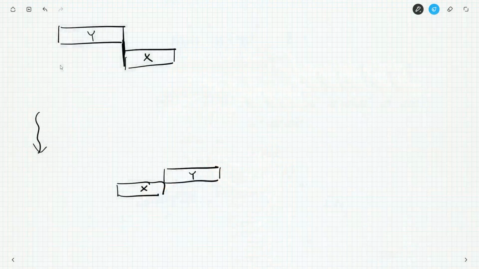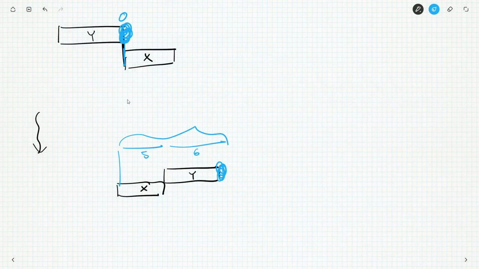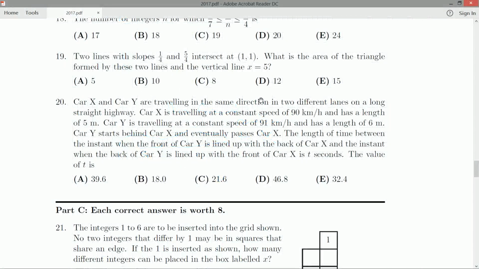Okay? So that's what we've drawn in our pictures here. X is in the same position, so this is all relative to what X sees. So Y starts back here, at the very back of X, and the front part of Y is what we keep track of to tell how far we've gone. So he's gone 5 and then 6, so 11 meters forward relative to car X. That's how far we've gone. I'm just going to double check. They're traveling in the same direction, 2 lanes.